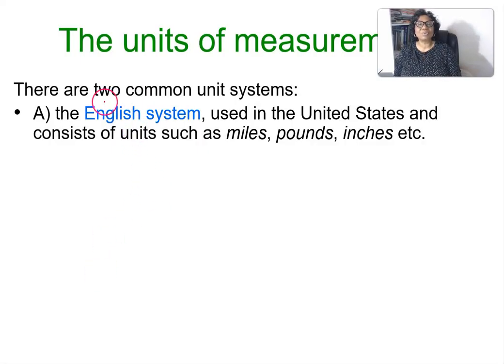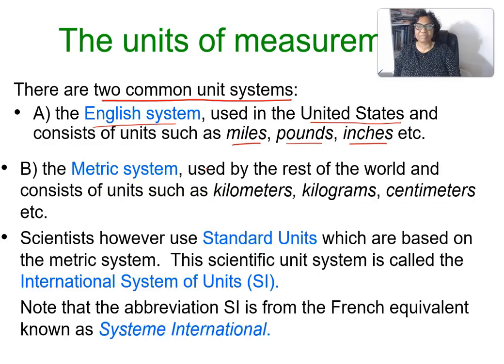So there are two common unit systems. The English system, that's what we use in the United States. It consists of miles and pounds and inches and gallons. But the metric system is used by the rest of the world. There you hear things like kilometers and kilograms and centimeters.